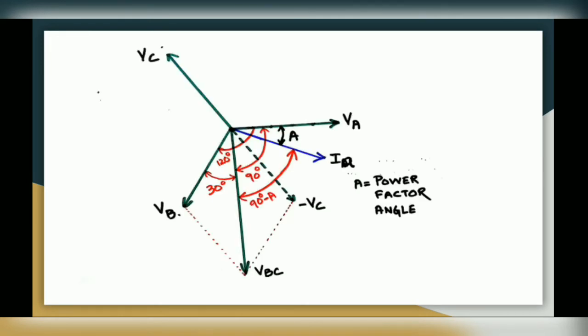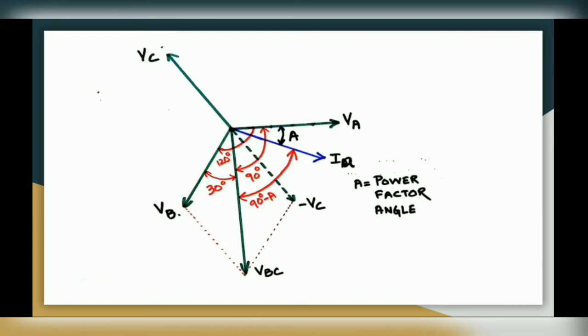So this is the phasor diagram. From this phasor diagram, you can calculate the angle between VBC and IA. In this, VA, VB and VC are the phase voltages which are 120 degree phase shifted from each other, and IA is the current flowing through phase A, which lags VA by an angle A.